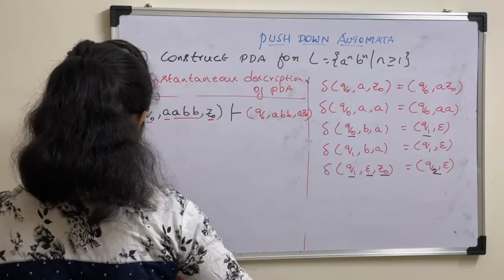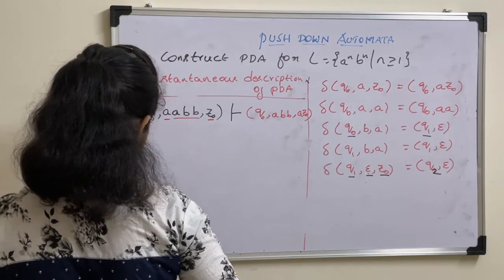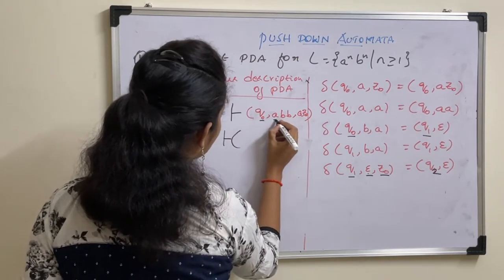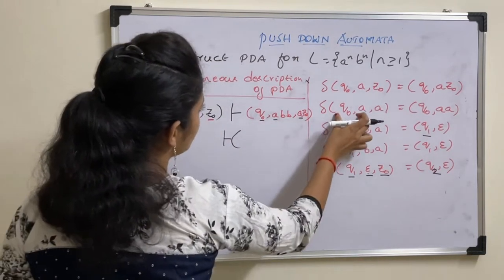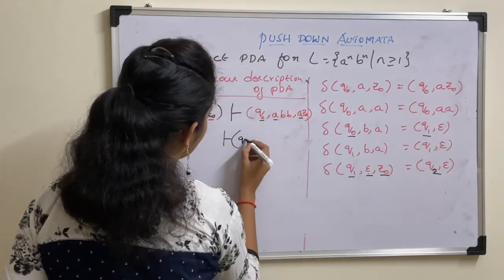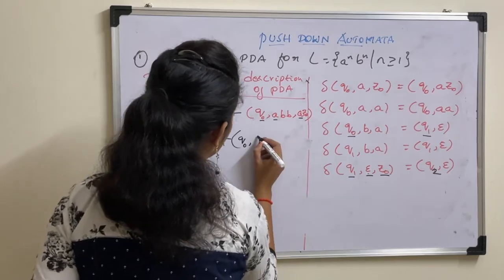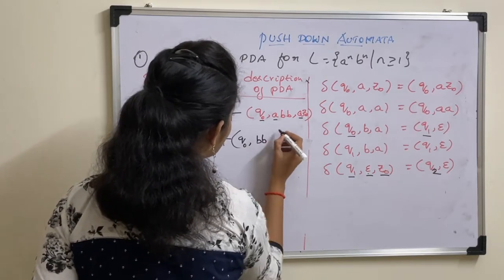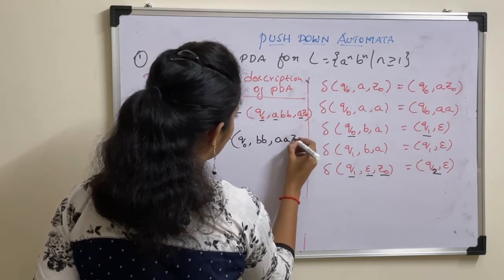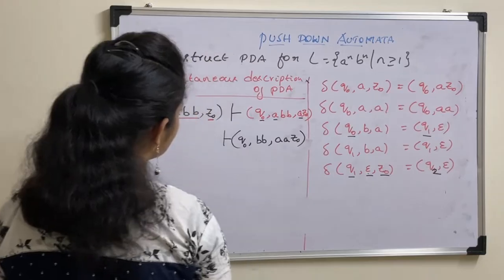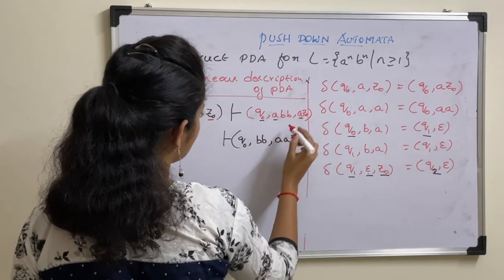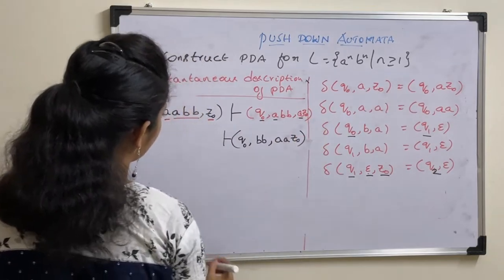Now step 2. Q0 A means Q0, and the leftover string is BB after pushing A onto the stack, so A Z0. We are just pushing this onto the top of the stack.